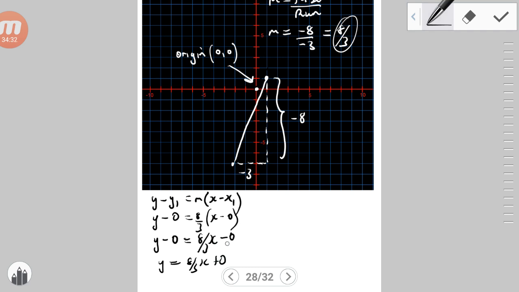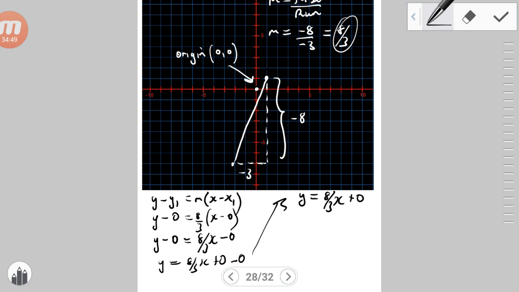Right, and that's going to be 0 minus 0. So naturally now we work out here to be y equal 8/3x. We don't have to write the plus 0, but if you do, that's fine. So the equation of the line is going to be y equal 8 over 3x.